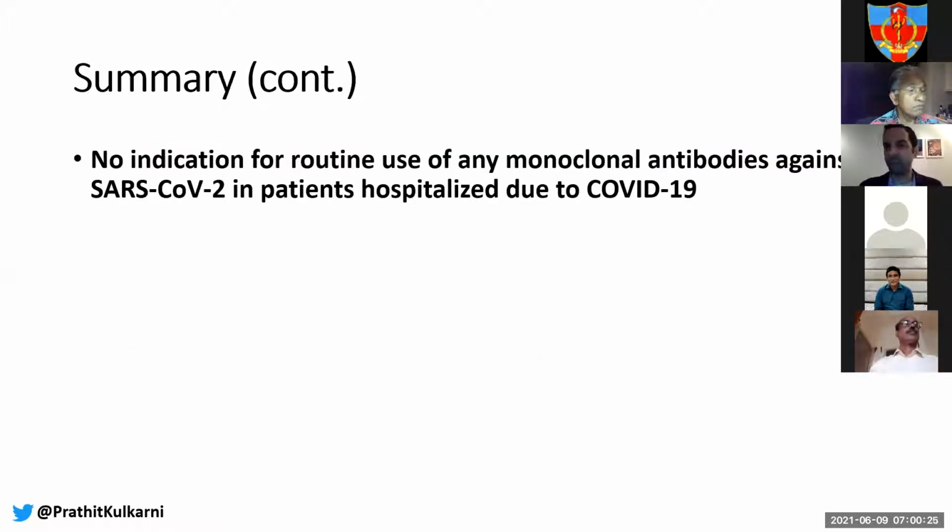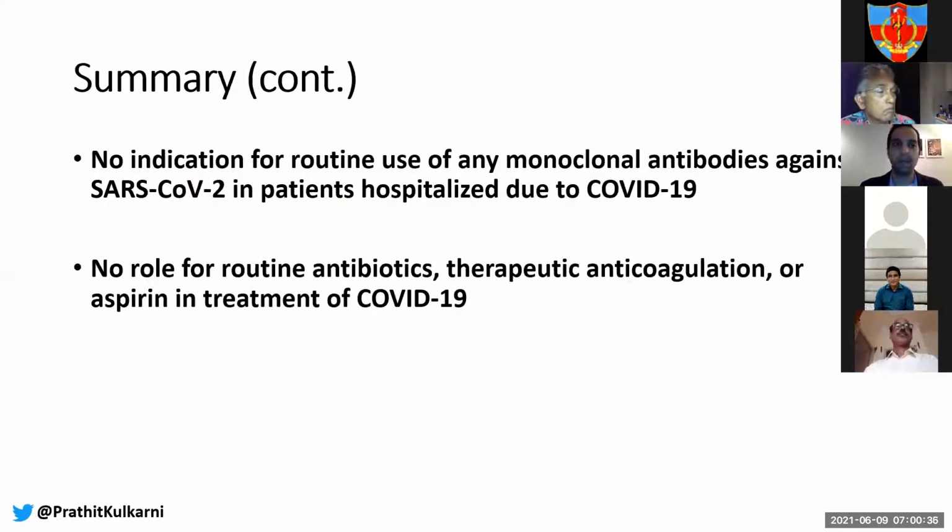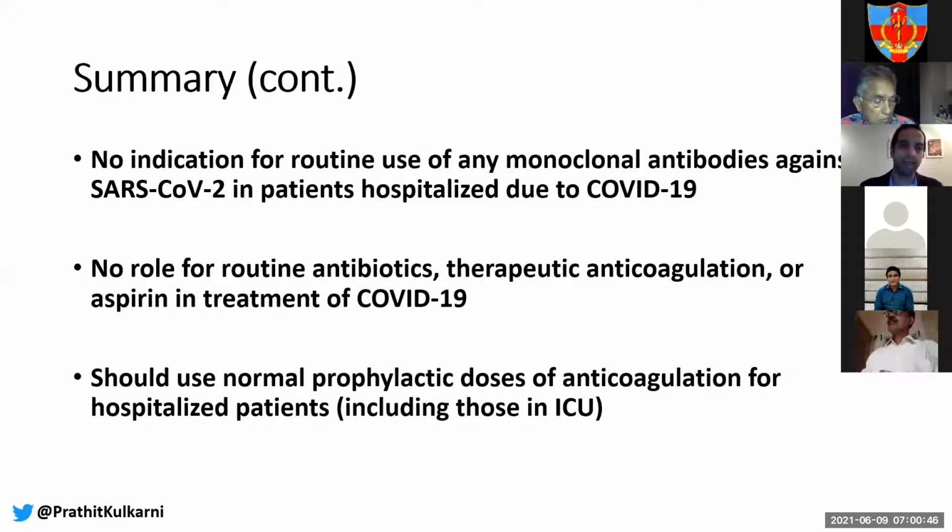There's no indication for use of monoclonal antibodies once a patient is hospitalized with COVID-19. They should only be used in the outpatient setting, because once they're hospitalized, it's too late. There's no role for routine antibiotics, therapeutic anticoagulation, or aspirin in the treatment of COVID-19, not routinely. You should use normal prophylactic doses of anticoagulation for hospitalized patients, including those in the ICU.